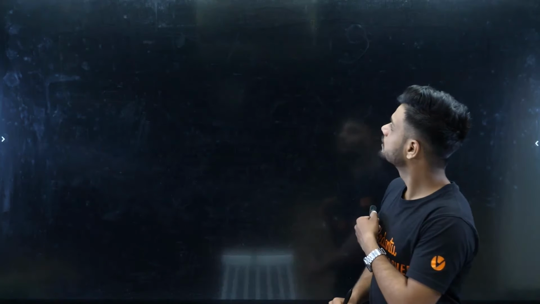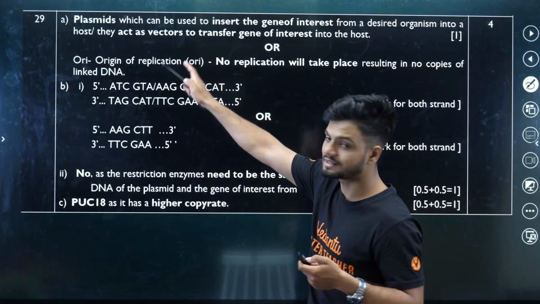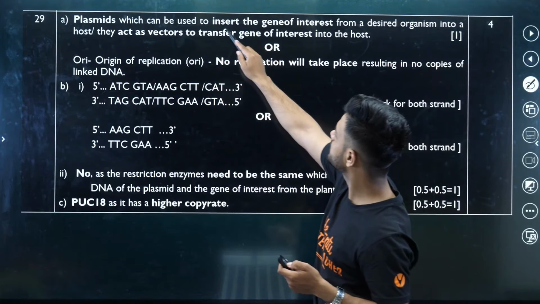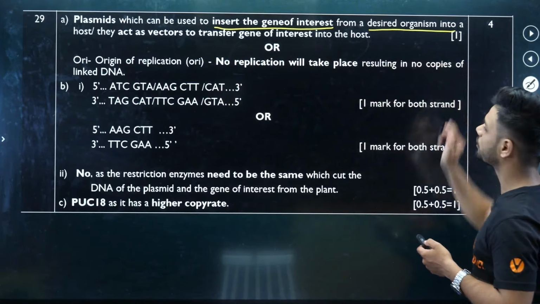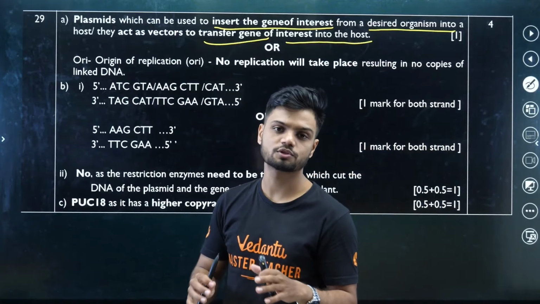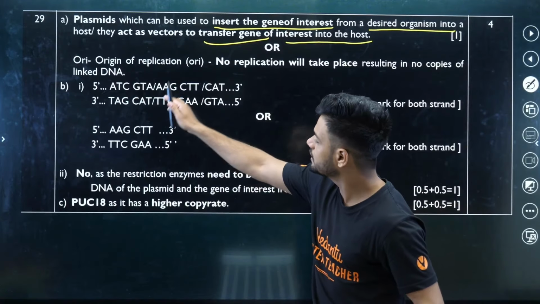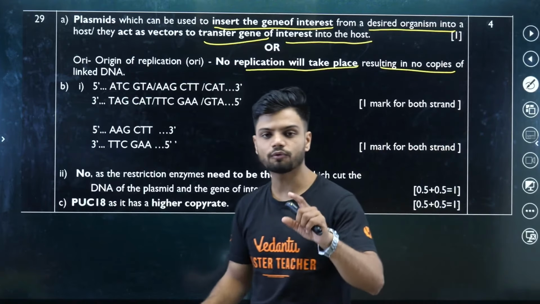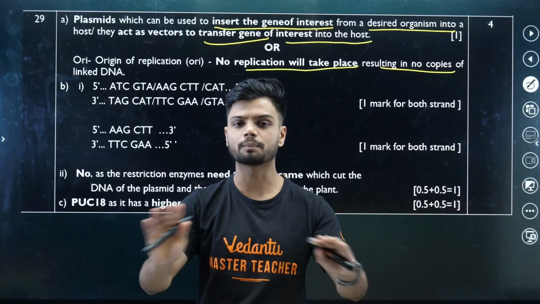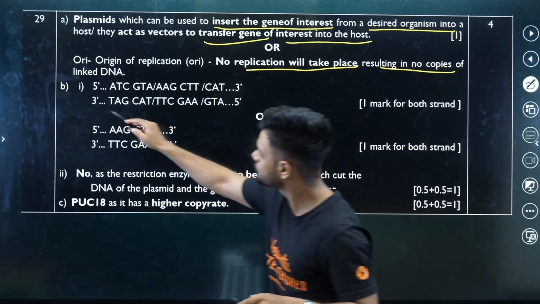Clear? Here is the answer, I guess. Yes, here is the answer. Plasmid, that is the application. A plasmid can be used to insert the gene of interest from a desired organism into the host. They act as a vector to transfer the gene of interest into the host. Ori, origin of replication: no replication will take place, resulting in no copy of DNA. If the ori site is completely damaged, no replication, nothing is happening. All waste, time waste. Now here, can you see option number B?